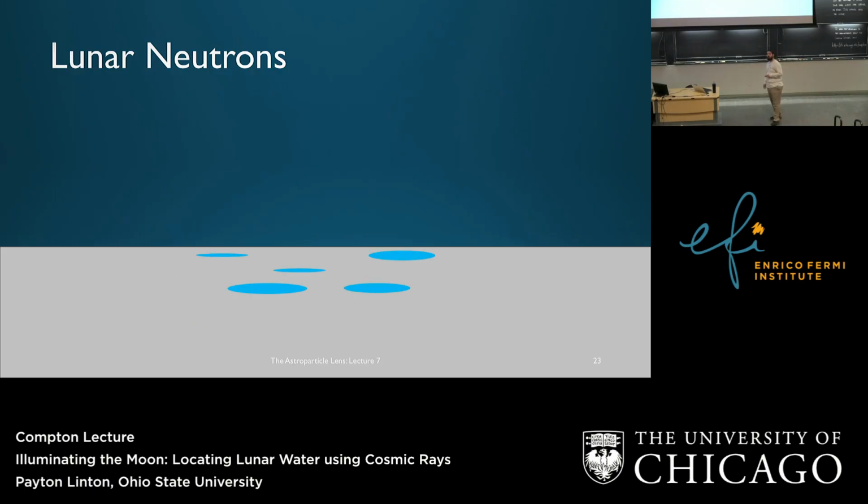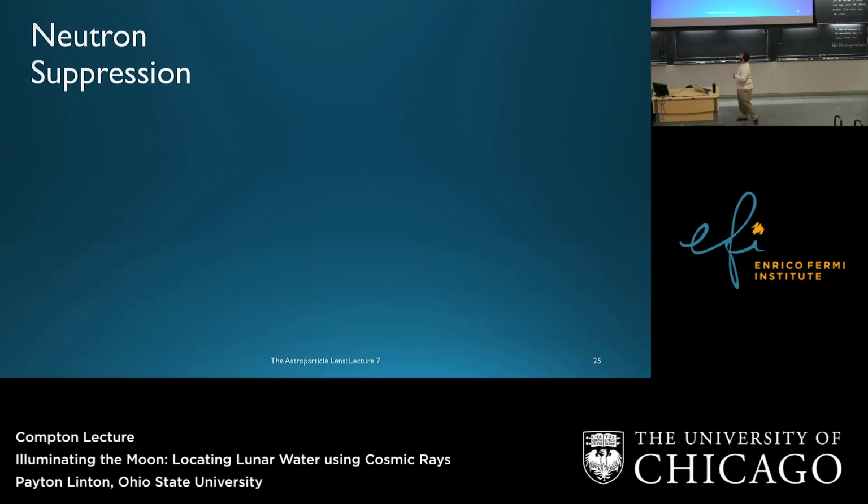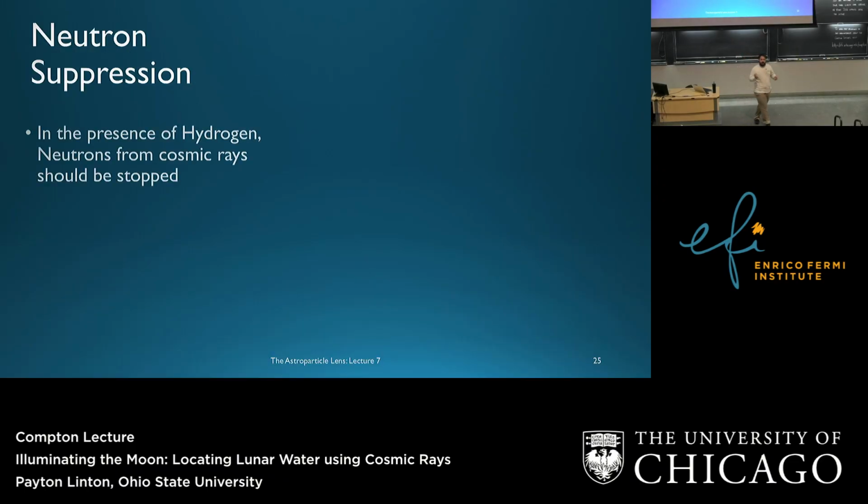And then I hit a permanently shadowed region, which might or might not have water. But if it does, the water is going to be really good at stopping the neutrons. That neutron that comes out of that cosmic ray reaction gets stuck in the water. So all of a sudden, as I go over an area with potential water, I expect my number of neutrons to go down, right? And so this is the idea behind neutron spectrometers.